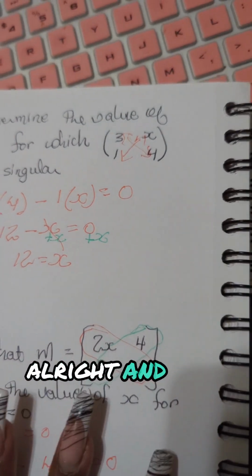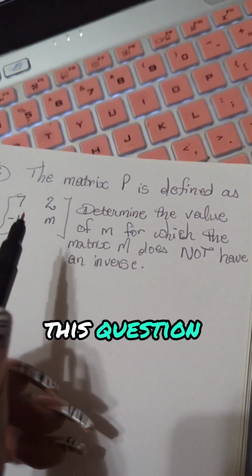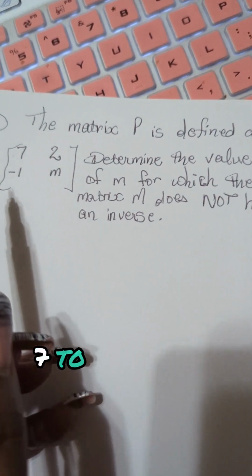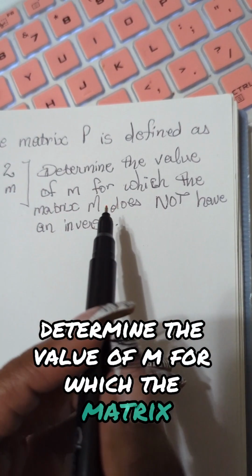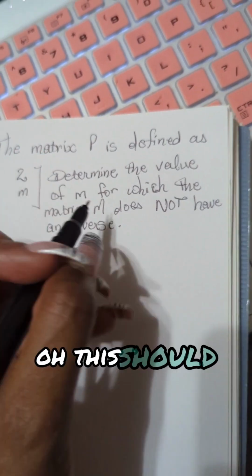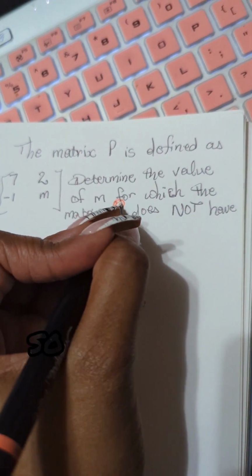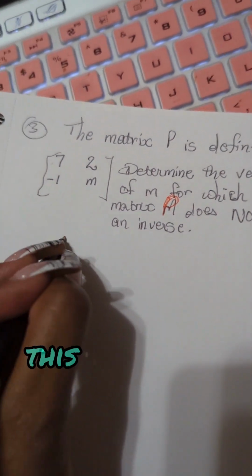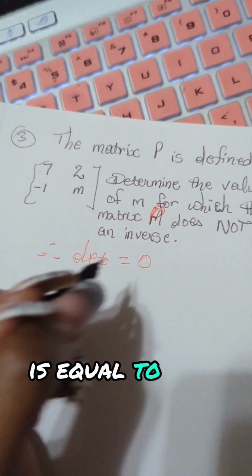All right. And then another way that this question can occur is: the matrix P is defined as 7, 2, negative 1, M. Determine the value of M for which the matrix, oh, this should be a P. Oh, well, my bad. P does not have an inverse. So when would it not have an inverse? When the determinant is equal to 0.